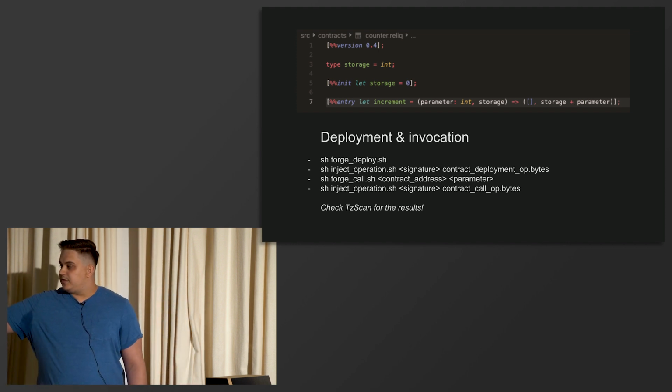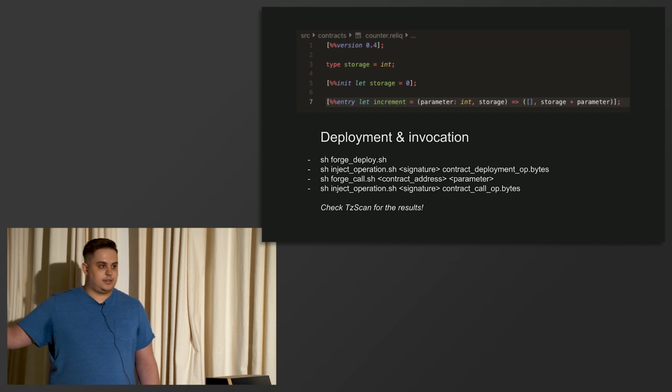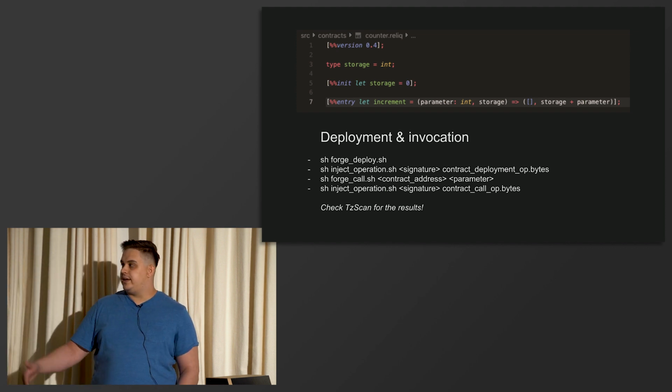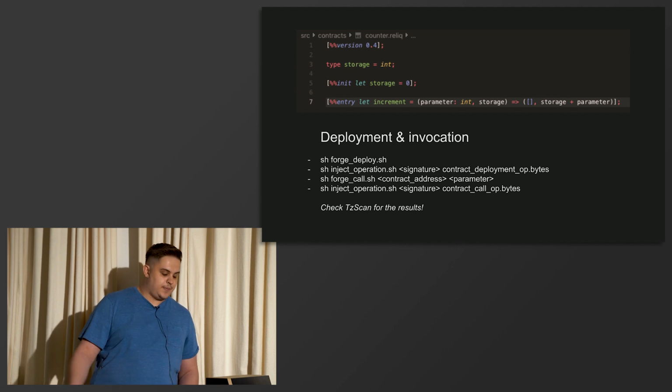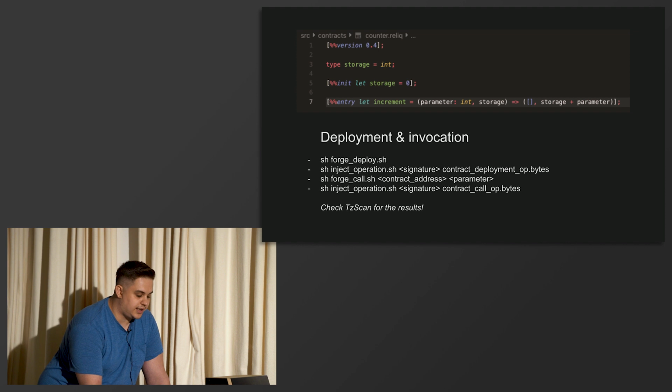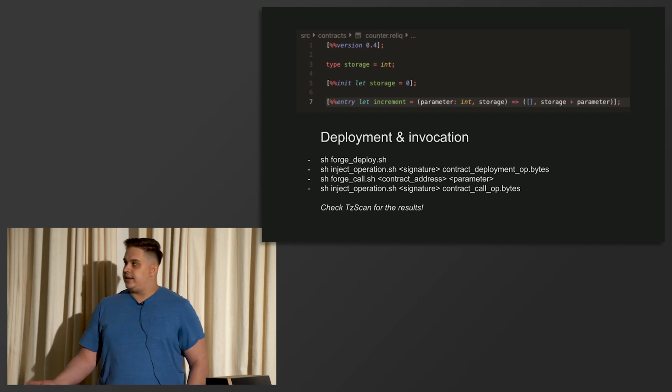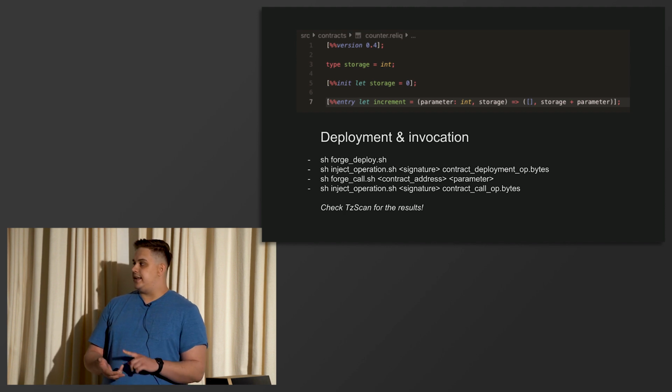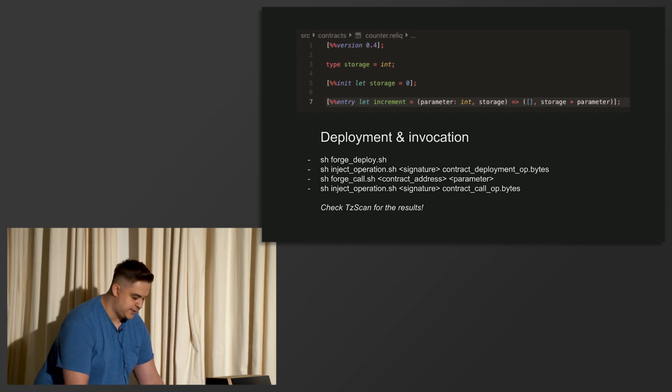Then I have a couple of comments, a couple of shell scripts that I've written just to help us deploy and invoke the contract. So we'll just hop straight to the demo. We'll take a look at the code again. We'll deploy the contract, take a look at the Block Explorer, how it looks, what's the address of the contract, and then we'll call it and see the storage.